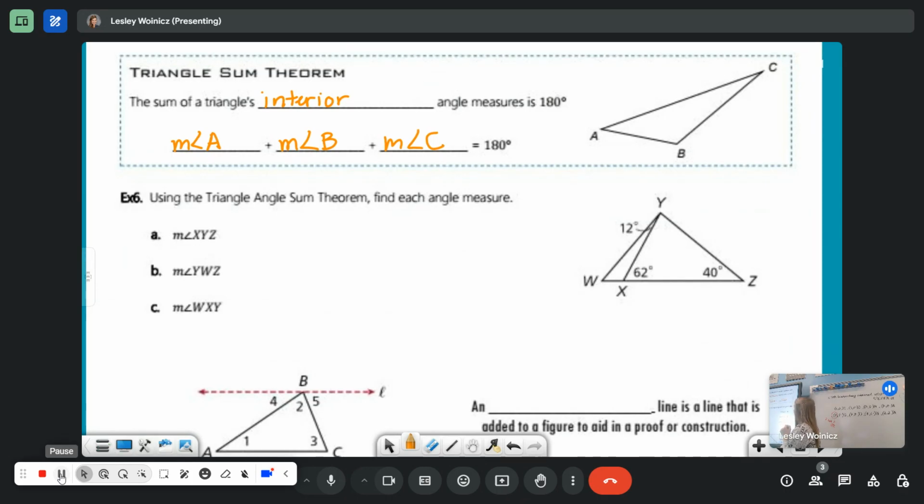Okay, using the triangle angle sum theorem, find each angle measure. So we want to know the measure of angle XYZ. I only have 180. I've already used 40 and 62, so those have to be taken away. What's left? I use 78. I don't have a calculator. Am I going to feel dumb if I write down 78? Someone check for me. Who's got a calculator?